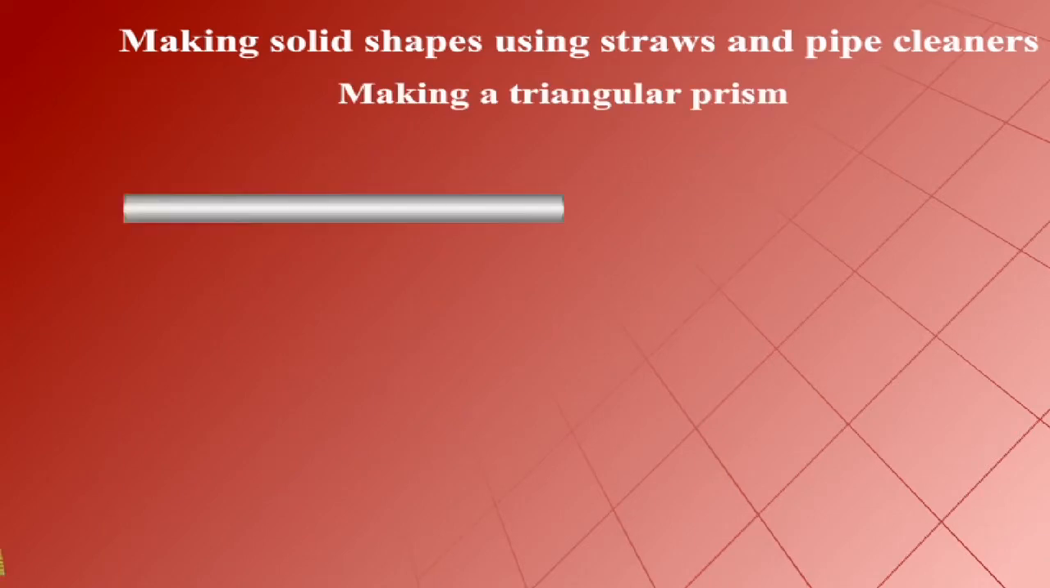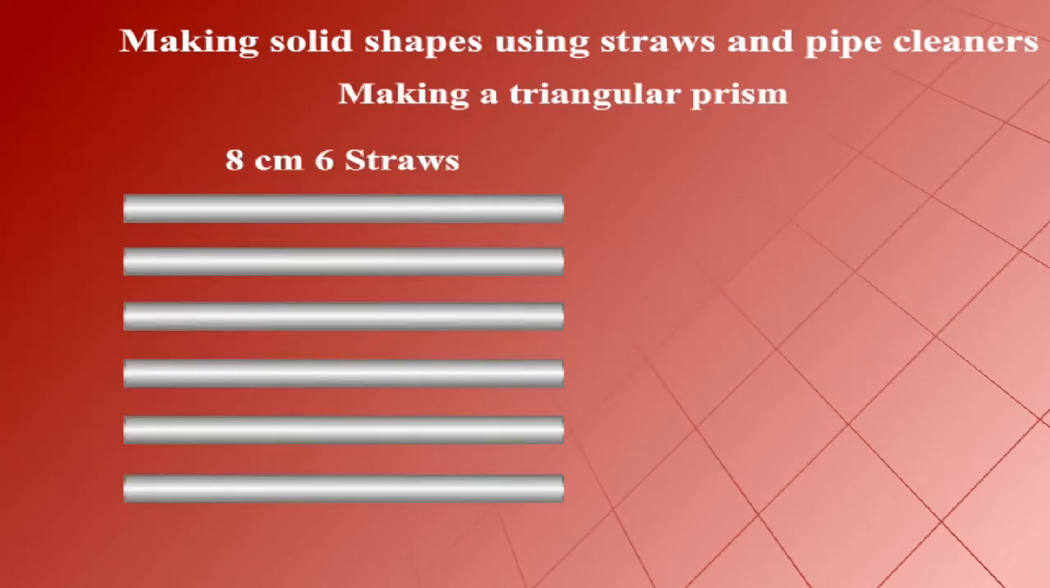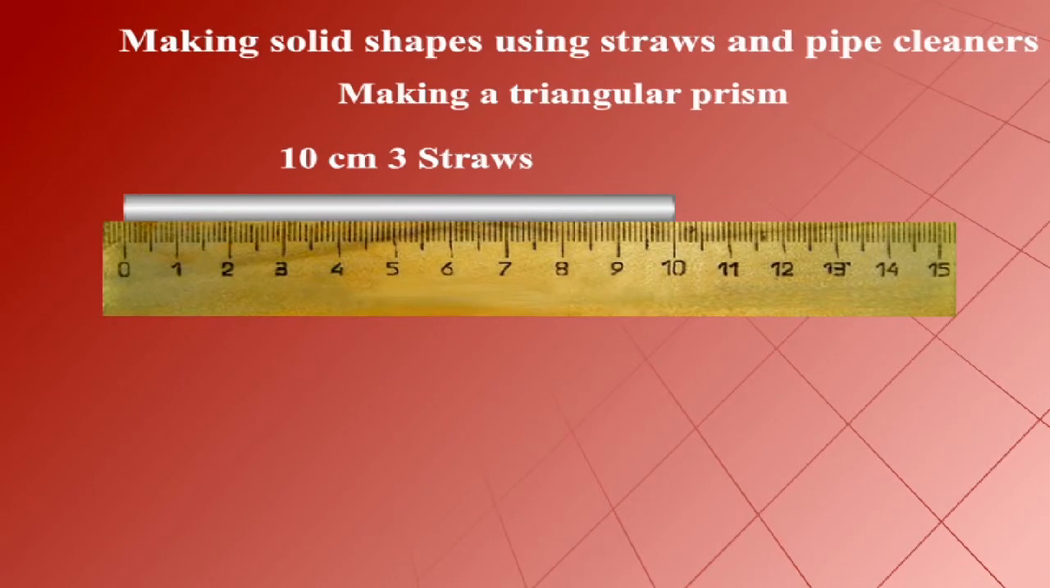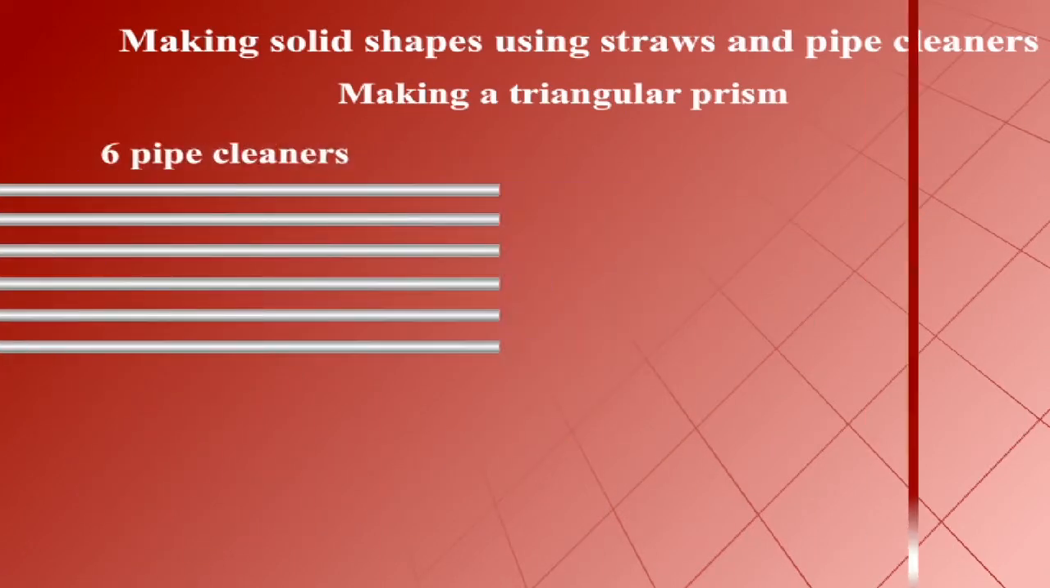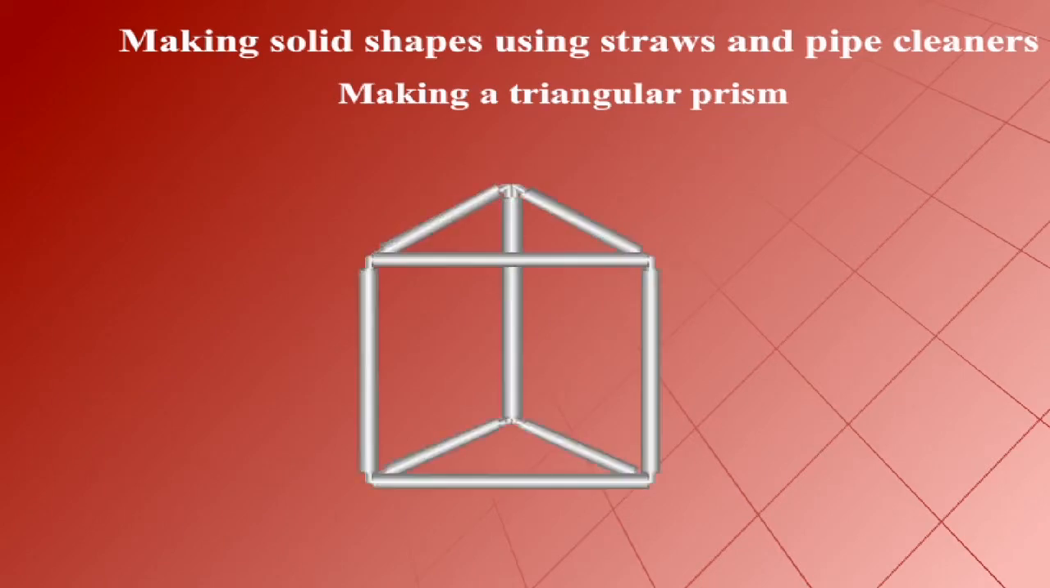Making a triangular prism. Use 6 straws 8 cm long. Use 3 straws 10 cm long. Use 6 pipe cleaners. Form this shape.